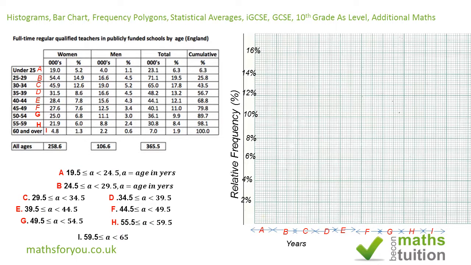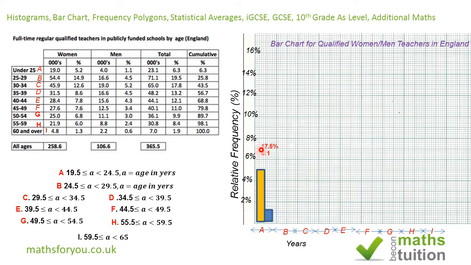All right, okay. Now, for class A, which is between 19.5 and 24.5, we've got 5.2% of female and 1.1% of male. And what it's saying to us is that in this group, the proportion of male teachers is 17.5%, because if you divide 1.1 by 6.3, that's what you get. And in the same group, the ratio of female teachers to male teachers is 5:1, because if you divide 5.2 by 1.1, you get about 5:1.